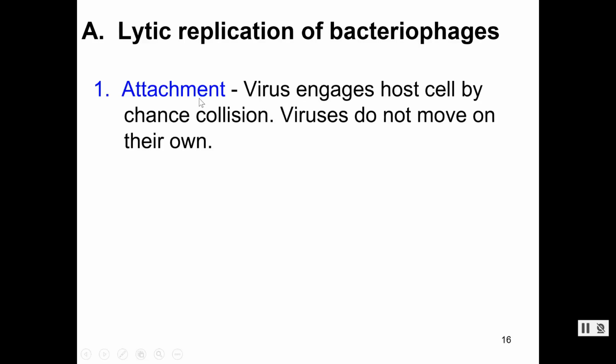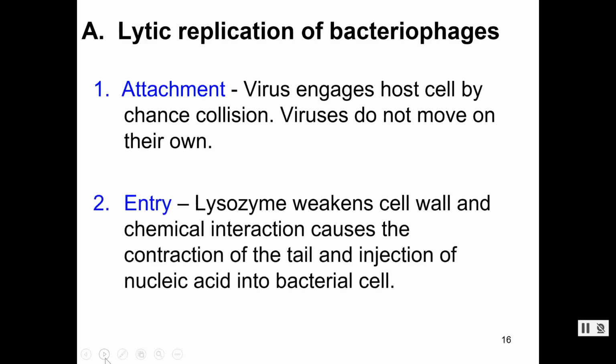So the first thing that has to happen is a virus has to attach to a host. Chance collision, because they can't move on their own. So number one, attachment. Once it attaches, and again, that's protein-protein attachment, a glycoprotein spike on a virus with a receptor, which is just a regular protein on the host that the virus is able to attach to, then it needs to get inside the host. So how does it do that?